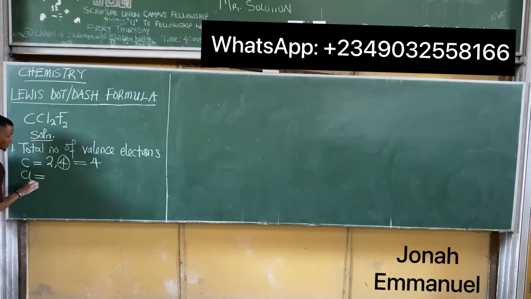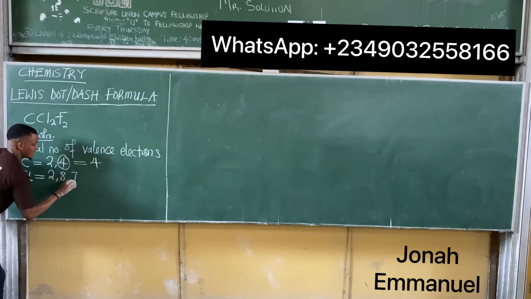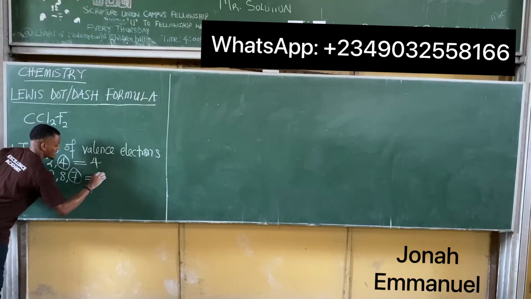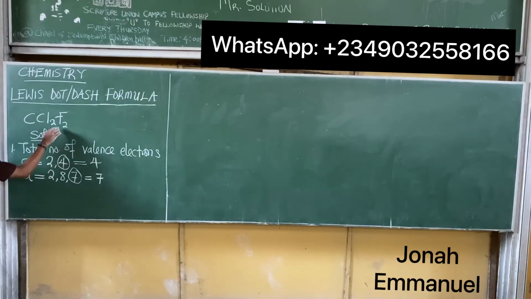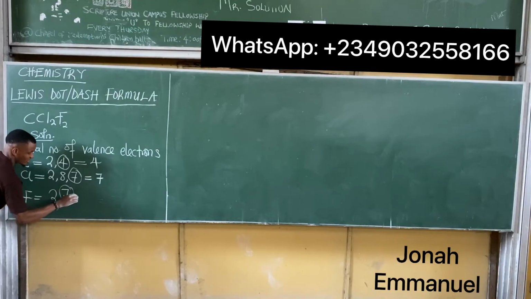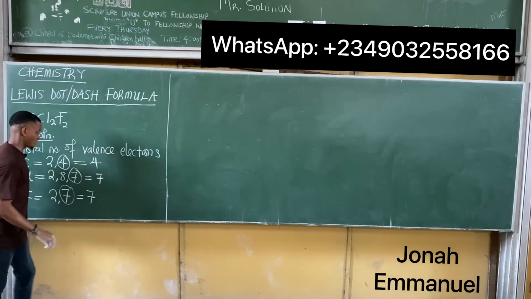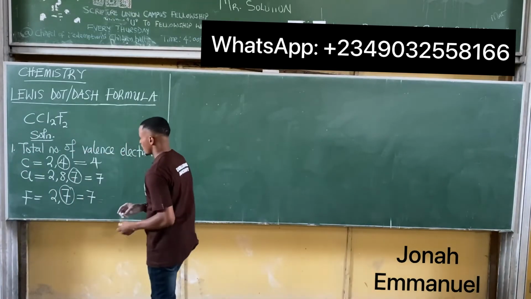Chlorine is atomic number 17, so the configuration becomes 2, 8, 7, which is 7 valence electrons. Fluorine is atomic number 9. The configuration becomes 2, 7 to give you 9, so this becomes 7 valence electrons.